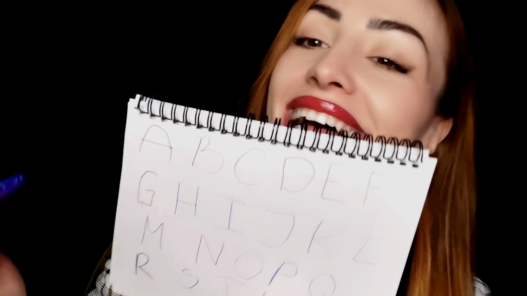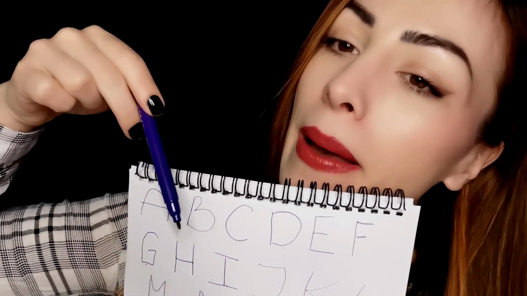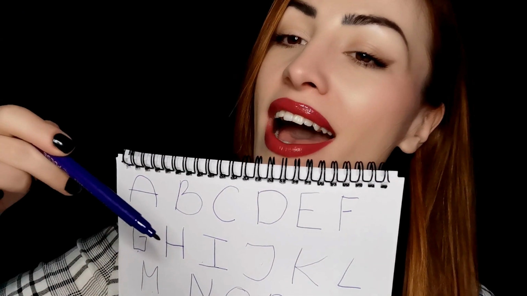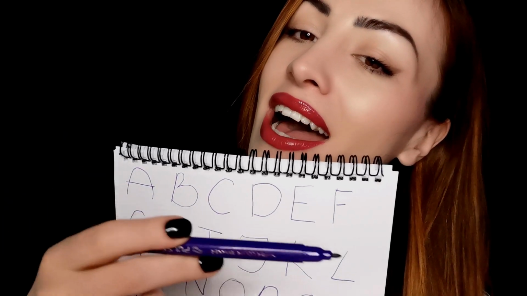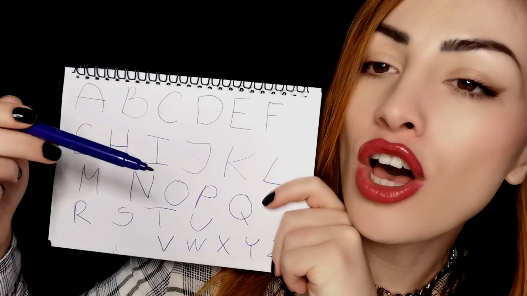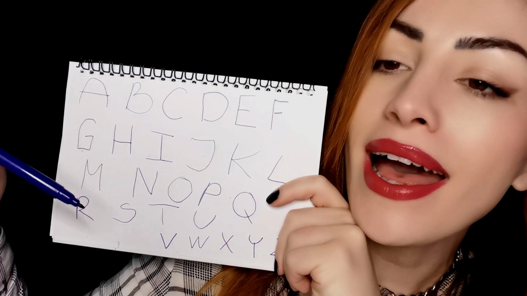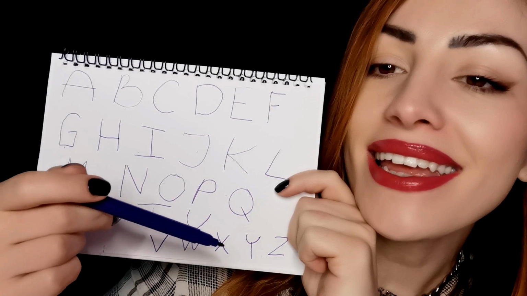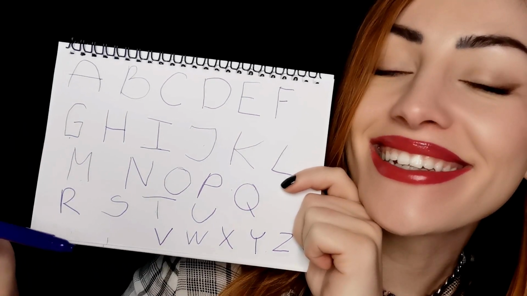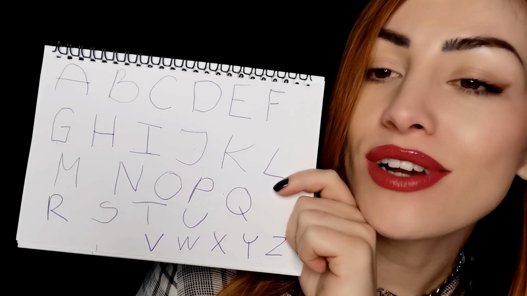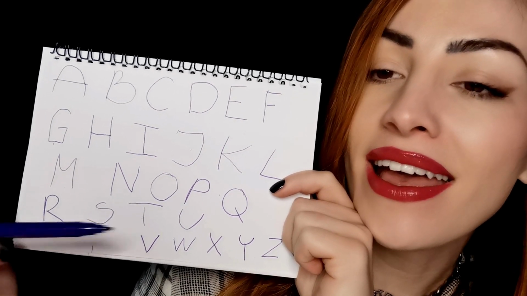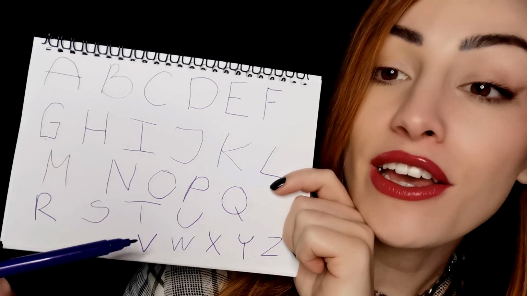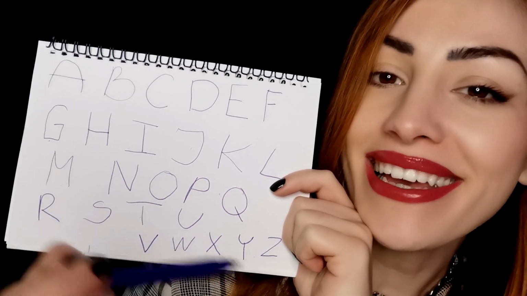Let's start from the beginning. A, B, C, D, E, F, G, H, I, J, K, L, M, N, O, P, Q, R, S, T, U, V, W, X, Y, Z. Okay, let's repeat these because they're a bit tricky. V, W, X, Y, Z.